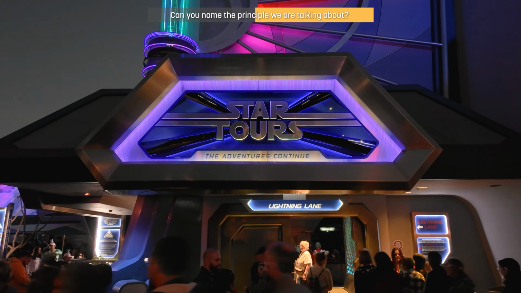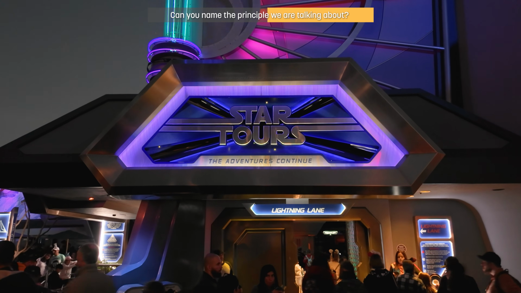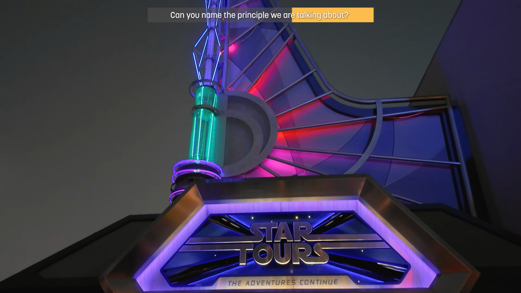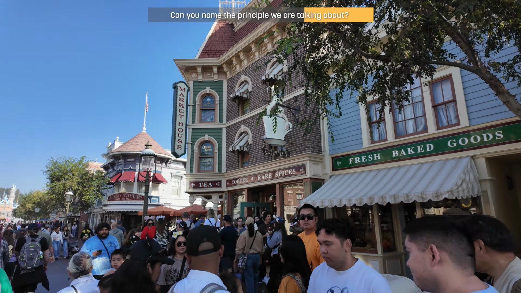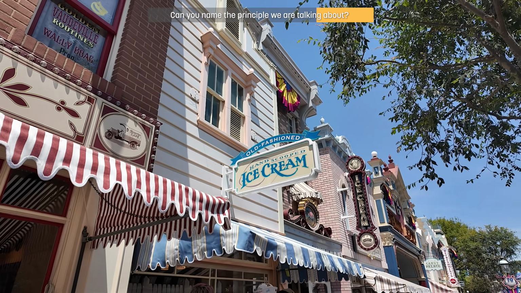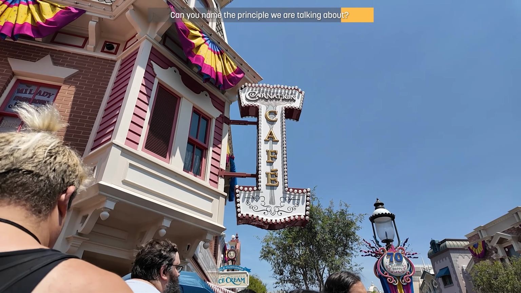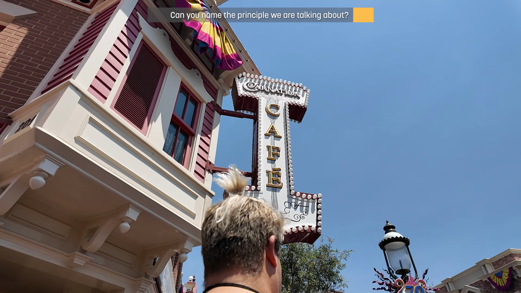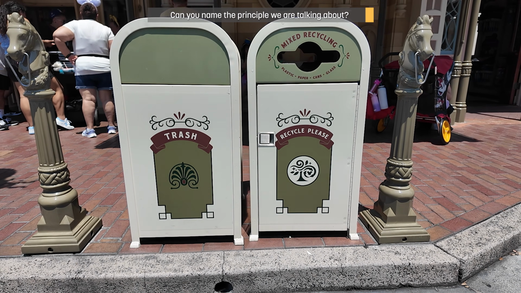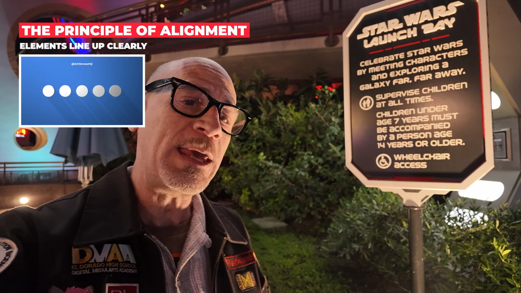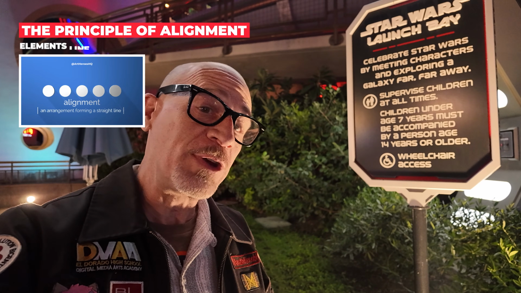The Star Tours sign works in the same way. The lettering is centered and internally aligned so that the information feels organized instead of scattered. Even Main Street window lettering follows this same logic. In graphic design, this happens when text and graphics share visual lines, edges, centers, or consistent spacing, so layouts feel ordered instead of cluttered. Do you know which principle we're talking about? Alignment is when design elements share baselines, verticals, and spacing that keeps everything organized so that your composition can have a hierarchy that can be clearly understood.